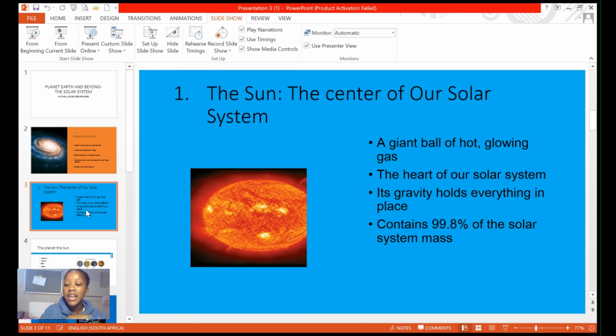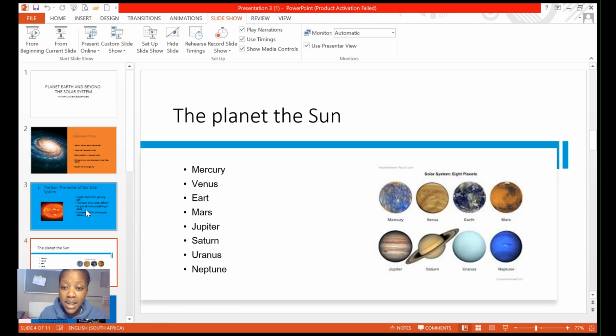Proceed to the next slide that talks about our 8 planets. So we have 8 planets that orbit around the sun. The first one is Mercury, the second is Venus, the third is Earth that we live in, the fourth is Mars, the fifth is Jupiter, the sixth is Saturn, the seventh is Uranus, and the last one is Neptune. These are our 8 planets that you should be able to know.